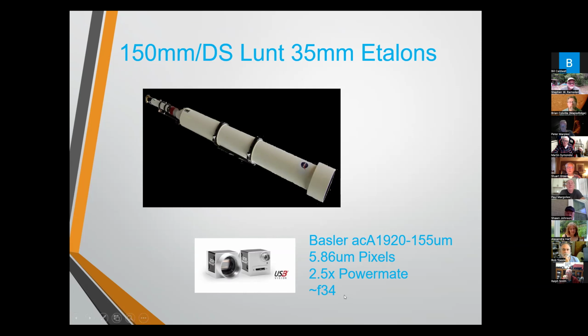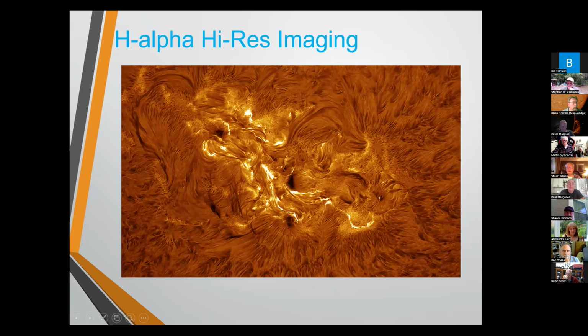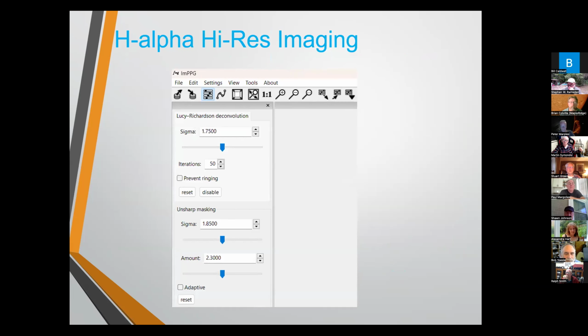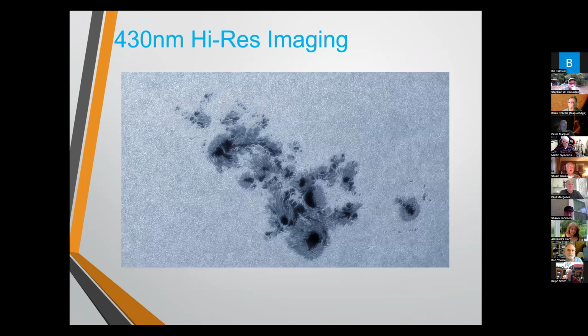This is the camera I use with a 2.5 times power mate at f34. So that's giving me that sort of image scale. These are the settings, which on the recording you could take a closer look at. High res at 430 nanometers.